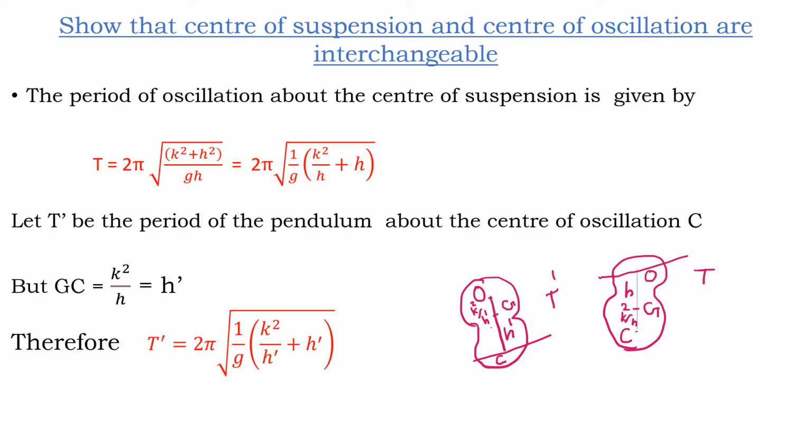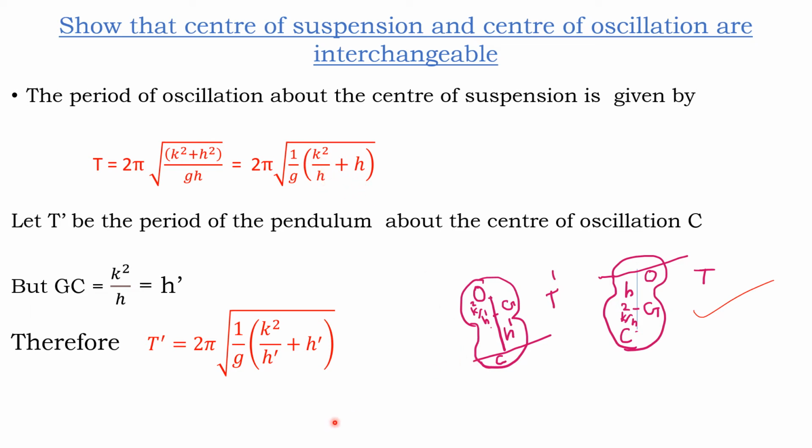Show that the center of suspension and center of oscillation are interchangeable. Consider the cross section of a compound pendulum. Here, let O be the center of suspension and C the center of oscillation. Let T be the period of oscillation about the center of suspension. Then the period T can be represented as T is equal to 2 pi into root of k square plus h square by gh, or T is equal to 2 pi into root of 1 by g into k square by h plus h.